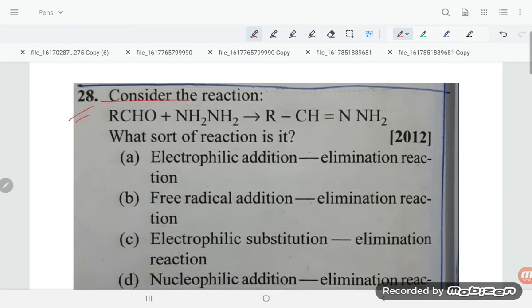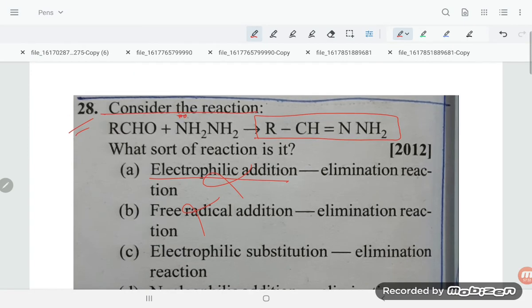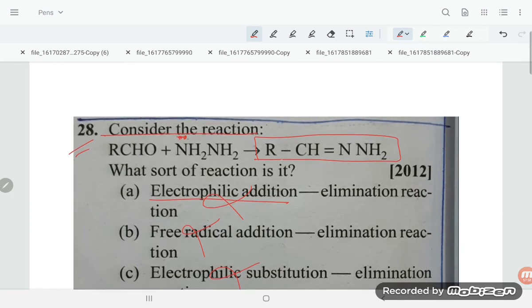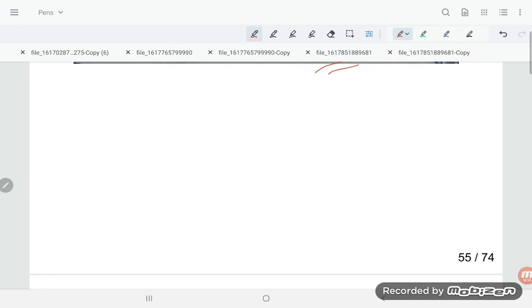Question number 28. Consider the reaction RCHO plus NH2NH2 gives RCH double bond N NH2. What type of reaction is it? See, electrophilic addition, no, because here this is the nucleophile, so it is not. Free radical, no, because it is negative charge, so it will be nucleophilic. So nucleophilic addition, firstly it is nucleophilic addition, then elimination. So let us see the reaction, how the nucleophilic addition will be there, students.